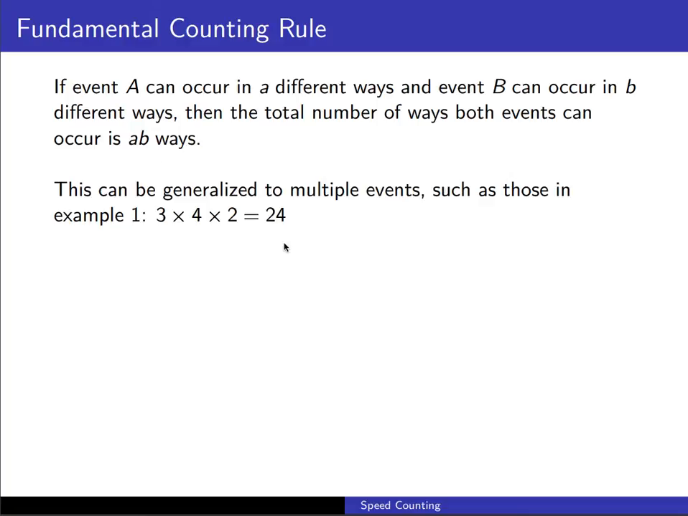So we can even generalize it to multiple events, such as having to pick an appetizer, an entree, and a dessert as well. So we'll be using this fundamental counting rule in a few of the videos in this section. So again, we can divide each of the events up into how many different ways each one of them can occur, and then we can multiply to find the total number of ways for those different events to occur.